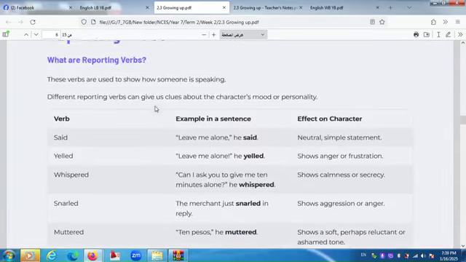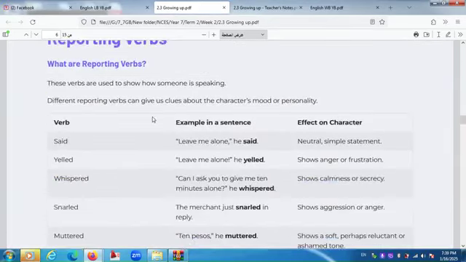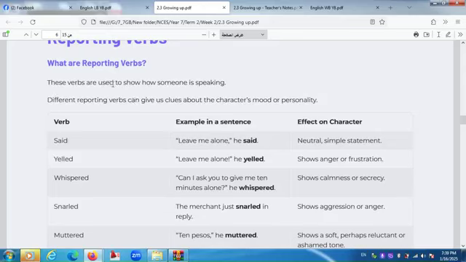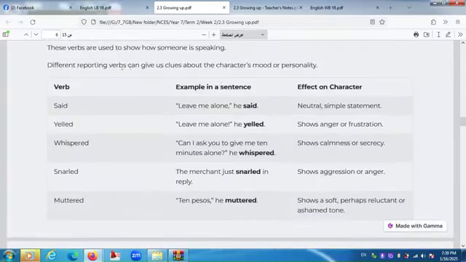Now, what about reporting verbs? Reporting verbs are verbs used to show how someone is speaking. Different reporting verbs can give us clues about how the character is reacting and what the mood or the personality of the character is. Of course, when you say reporting verbs, you have to have a dialogue. So whenever you have a dialogue, we have reporting verbs.